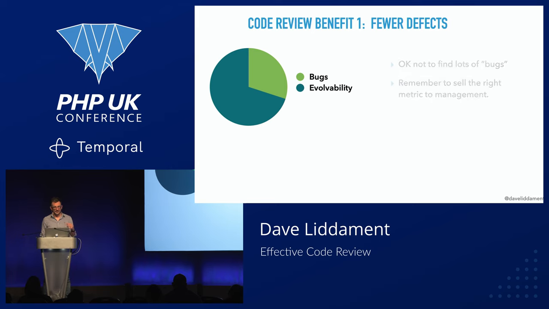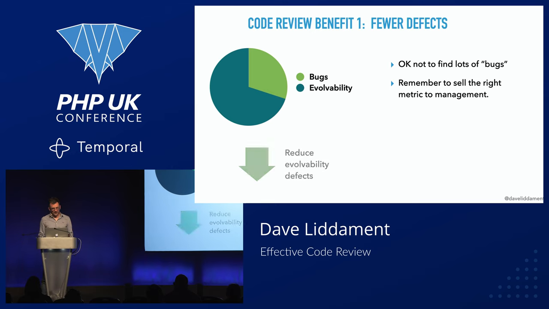But if you're thinking that you're going to do code review and find loads of bugs, maybe that's not right. That's not really the best way of thinking about it, especially when you add in some other code quality tools, which we'll look at in a bit. So remember that probably the most things we're going to find in code review are evolvability issues. If we're trying to sell this to management, who might be skeptical of adding code review, make sure you're counting the right figures. Evolvability is important because if you reduce evolvability defects, then you reduce the overall cost of software development.